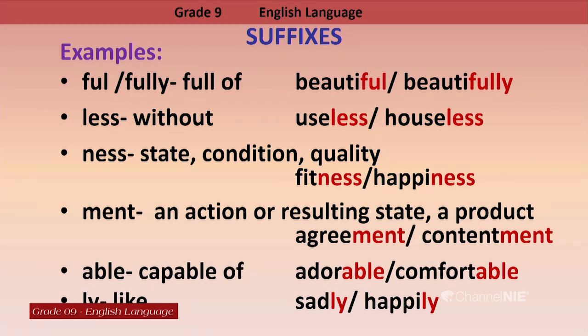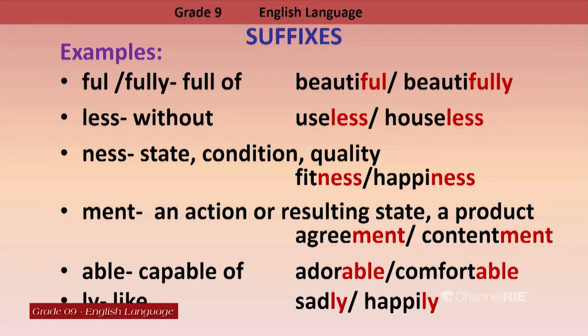Ness, state or condition or quality. So, there are two examples for you. Fitness, we all should have this quality, this condition, fitness, that means physical fitness to do anything that you want, and mental fitness also to study very well. So, as children, as students, you should have physical fitness very well and also mental fitness. And happiness, of course, that's what we all want to have in whatever we do, happiness.